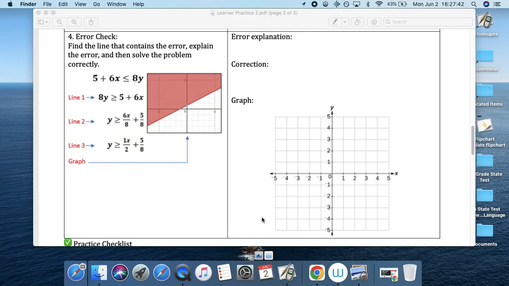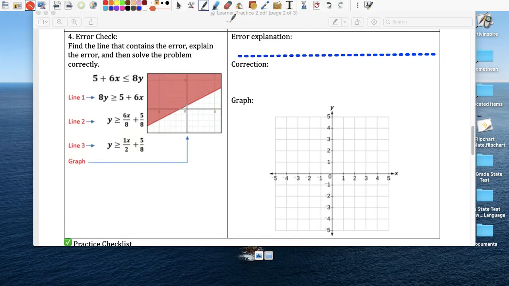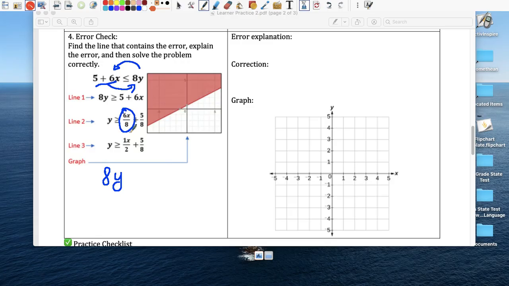Last one here. It's an error check, so let's see what this gentleman or lady did on the page. The first thing he did was switch these two, right? So he put the 8y there and took these two and put them on the side. You can do that, but when you do that, you have to change the inequality sign, which he did, right? 8y went to the left, 5 plus 6x went to the right. He changed the inequality from less than to greater than, perfect, and then he divided everybody by 8. Oh, and here's the mistake. When he simplified 6 over 8, 6 over 8 is not 1 over 2, it's actually 3/4.